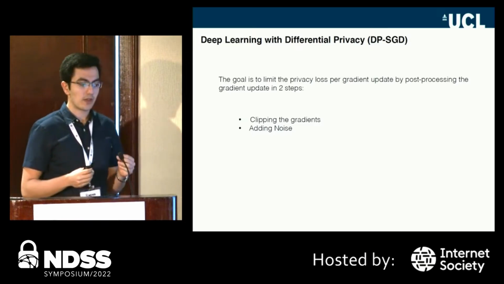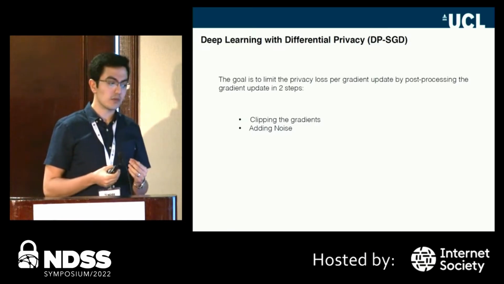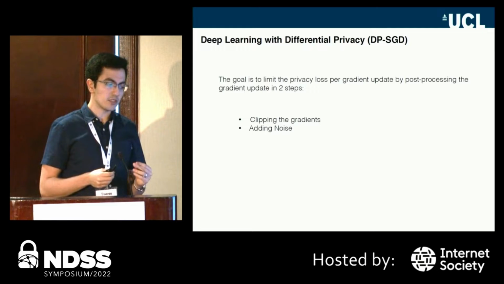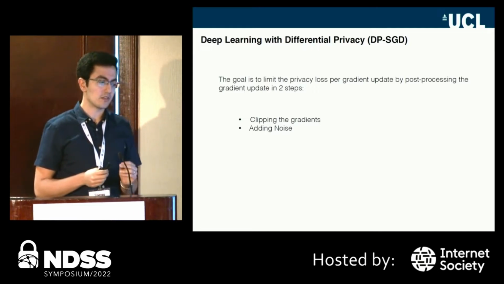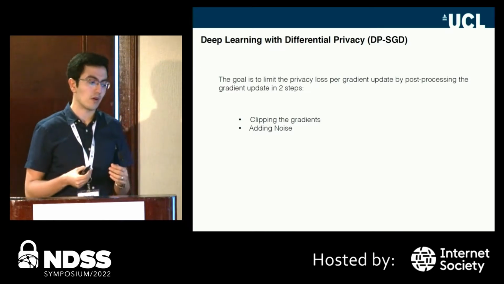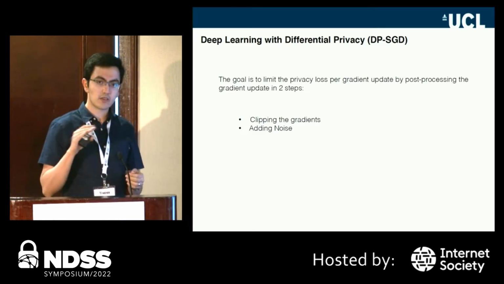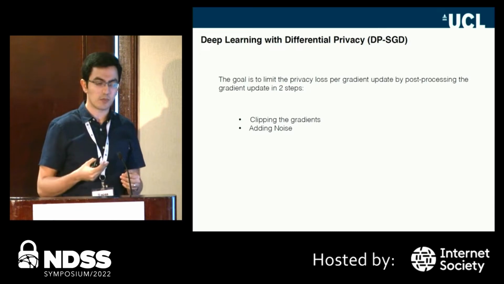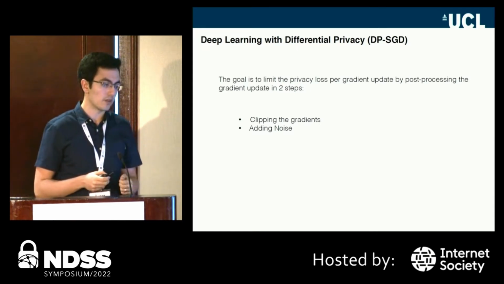We also have differential privacy in deep learning, or DPSGD, and the idea of DPSGD is that we limit the privacy loss per gradient update by clipping the gradients and also adding some amount of noise using a distribution.